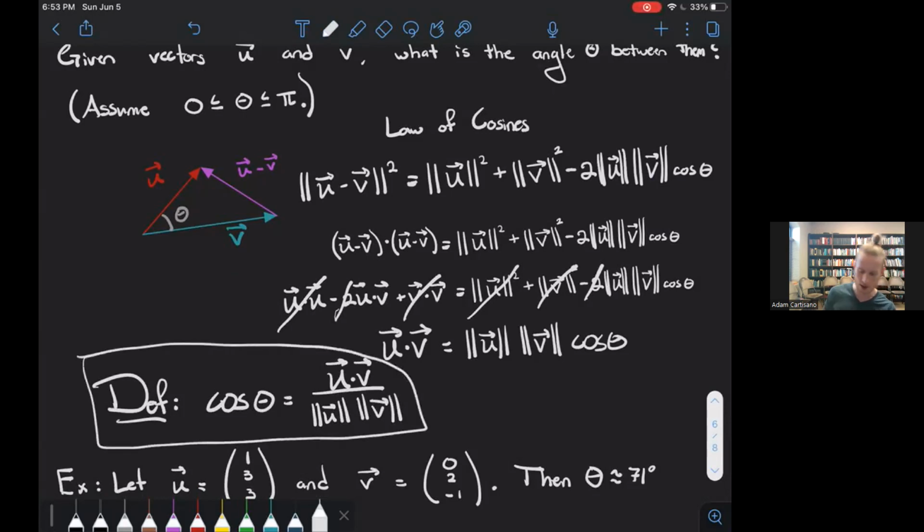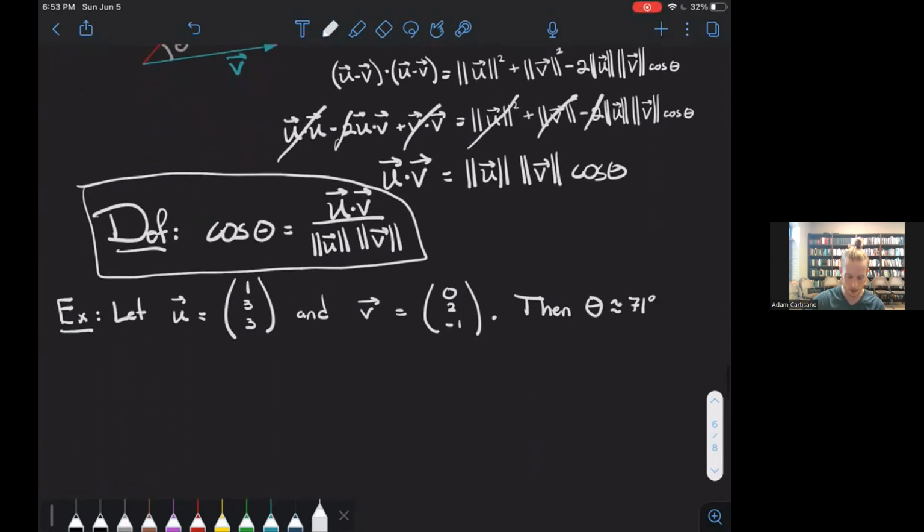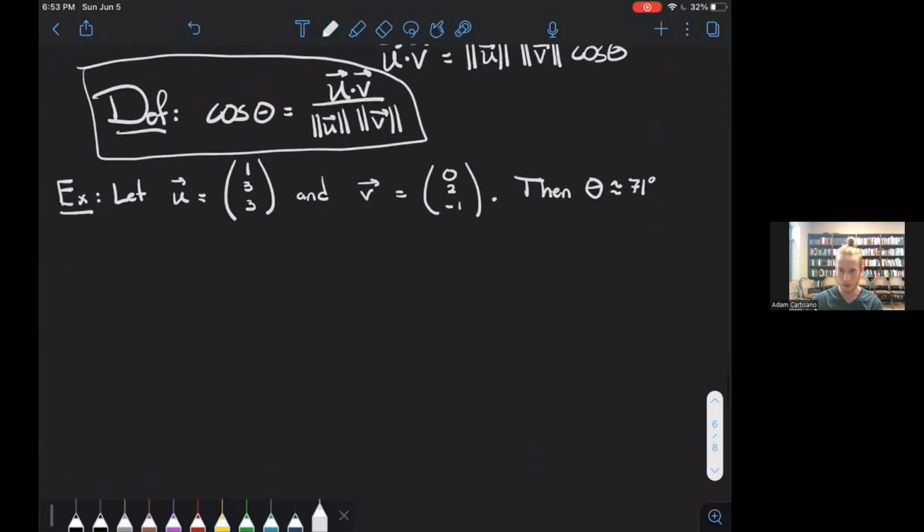I just divided both sides in that last equation by norm of u times norm of v. This is surprisingly helpful when doing computations, anytime you want to find the angle between two vectors. And we'll just finish up with an example. There's one more concept we need to mention after this.